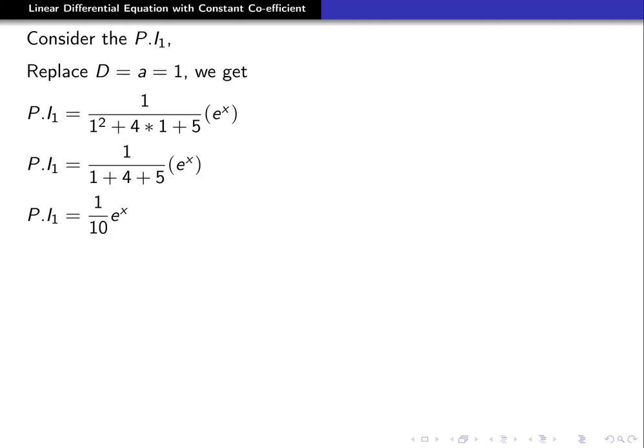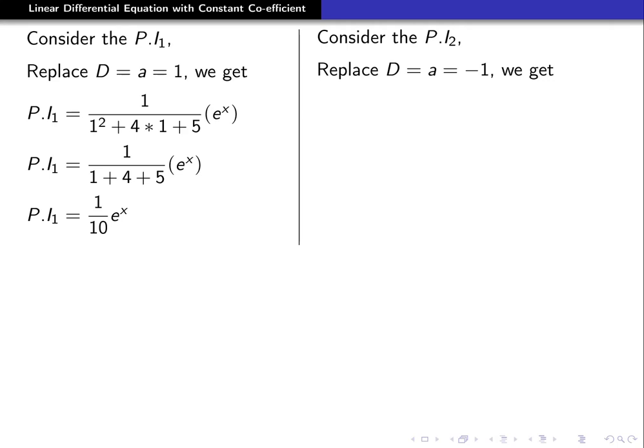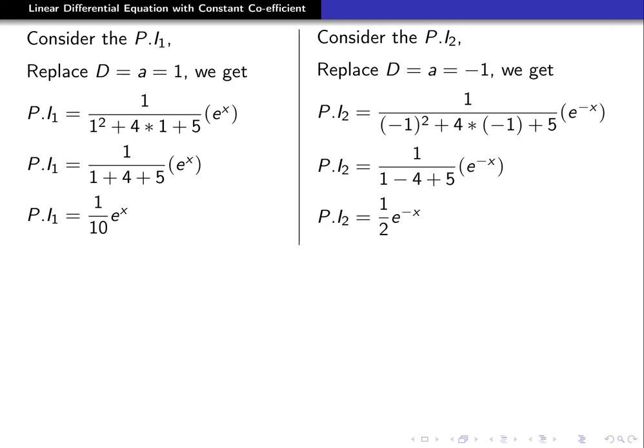So we will get 1 by 10 into e to the power x. Therefore, since the denominator is non-zero, next we need to find the particular integral 2. So replace D in terms of a, which is minus 1. Therefore, D is equal to minus 1. So we'll get this. Simplify this, we will get particular integral 2 is equal to 1 by 2 into e to the power minus x.